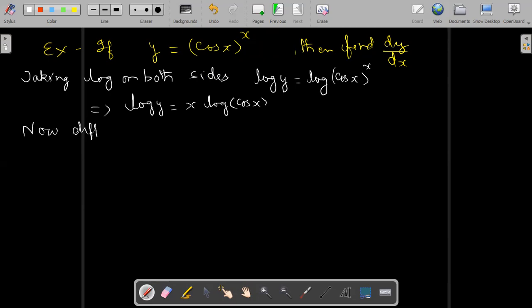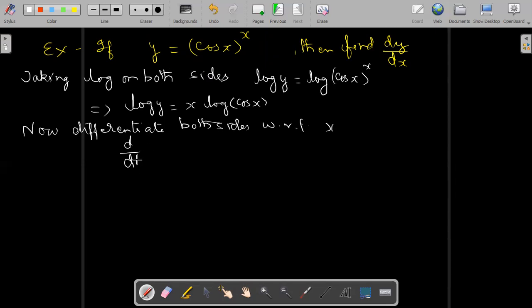Now differentiate both sides with respect to x. This is a function of x, so we have to differentiate with respect to x only. If it were given in terms of y, we would have to differentiate with respect to y, and then dx by dy would come. That is the different thing.